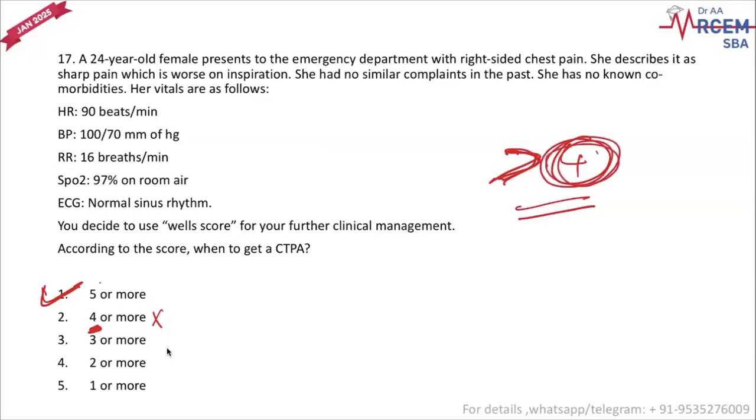More than 4 means 5 or more. Yes, then you get a CTPA done. With a score of 4, you do not get a CTPA done. You get a D-dimer done.